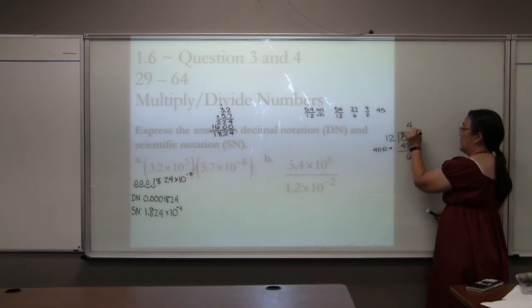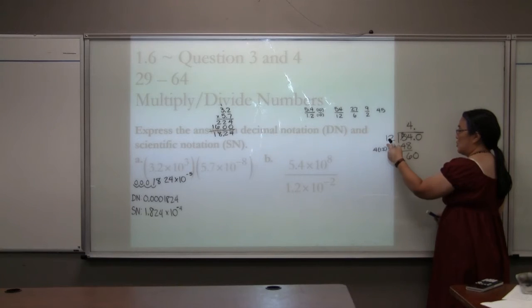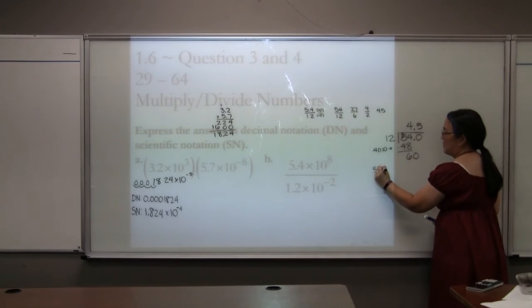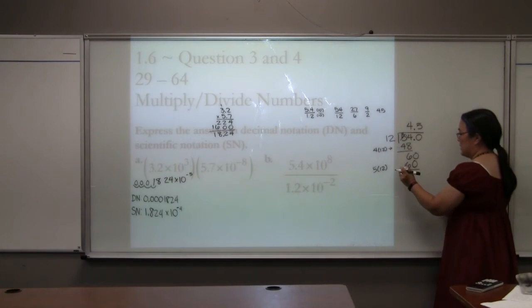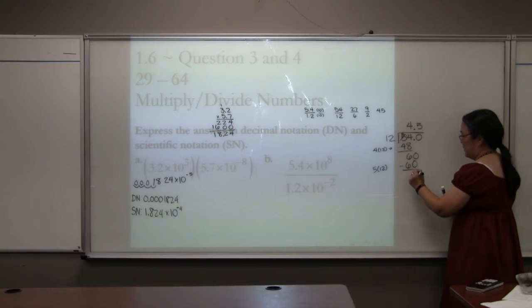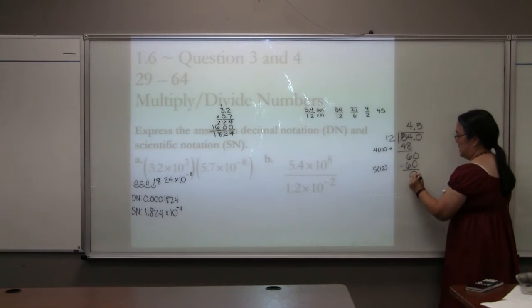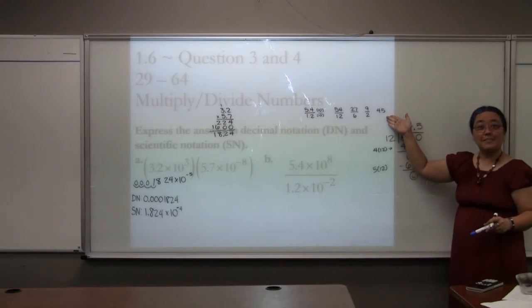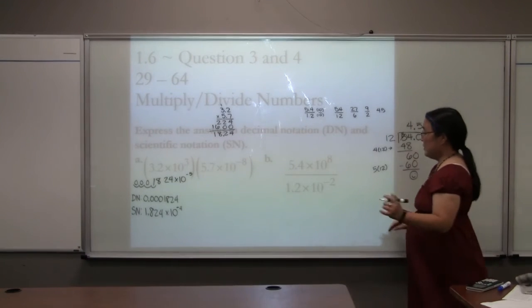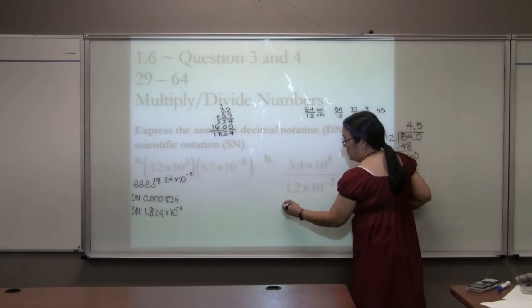I'm going to put a 0 here, which will drop down. 12 into 60 goes in there 5 times. I'm thinking about 5 times 12, which will give me 60. I'm going to subtract, and I really want to get the 0 at the end that says I can stop because 4.5 is the answer. So here, dividing this will give me 4.5.